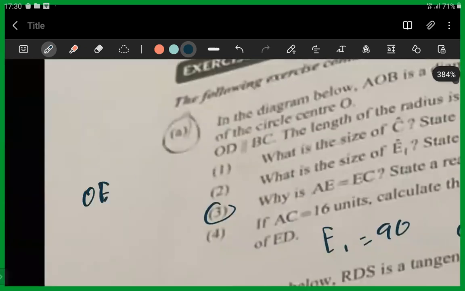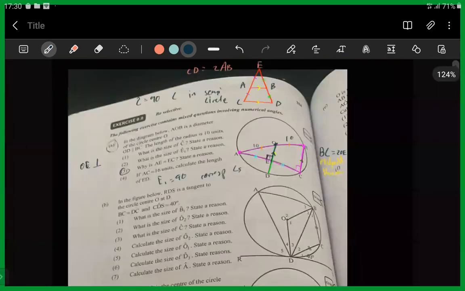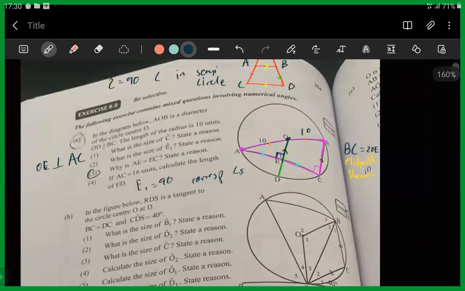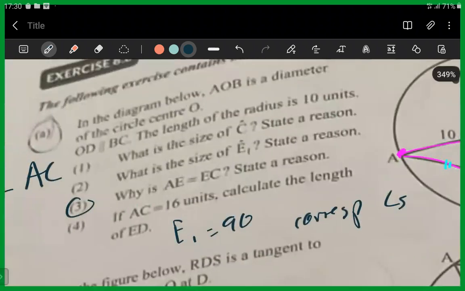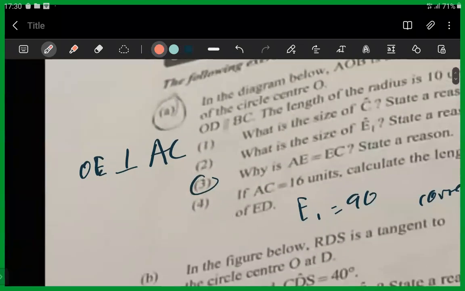So for 3, you can say that OE is perpendicular to AC. That's the reason. As long as OE is perpendicular to AC, it means that this is being cut in half, because OE is a line from the center of a circle. So the previous question is what helped you to say this statement. This will be your reason. Is that fine? Yes.